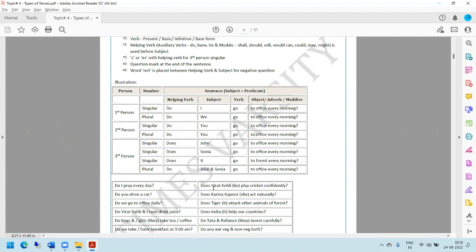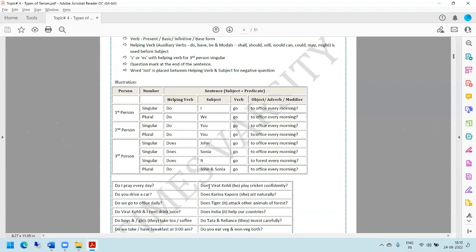Similarly, in the affirmative it was, Virat Kohli plays cricket confidently. In the negative, it was, Virat Kohli does not play cricket confidently. But here in a simple question, does Virat Kohli play cricket confidently?